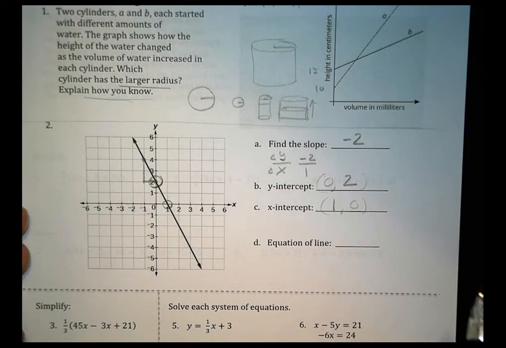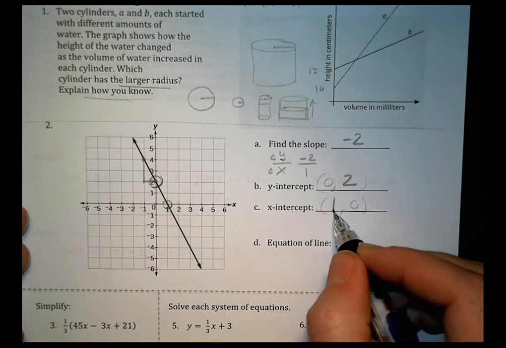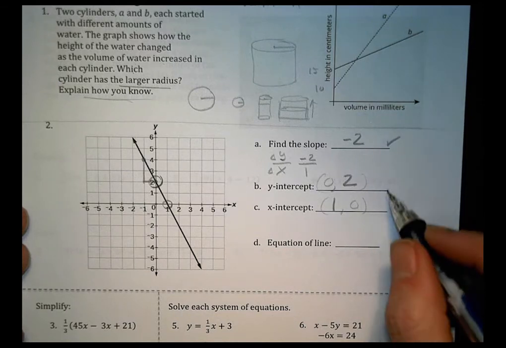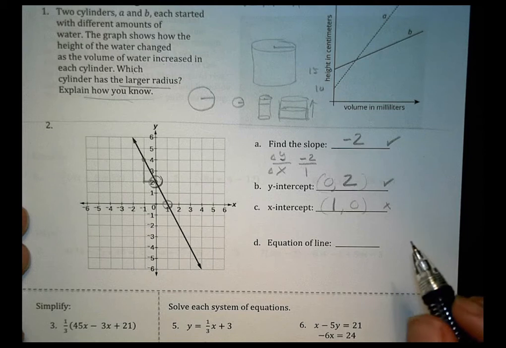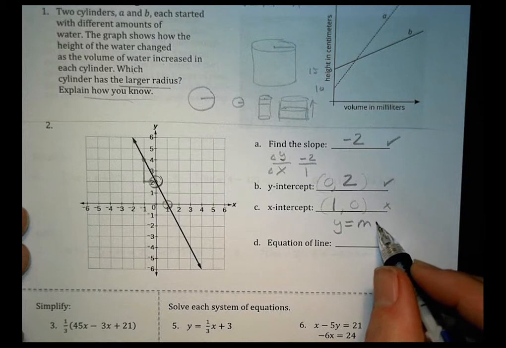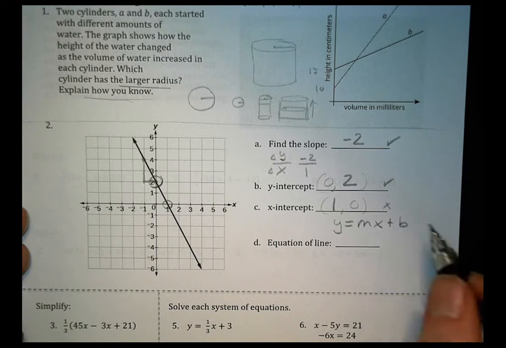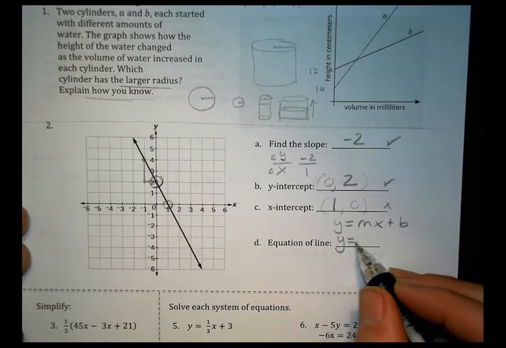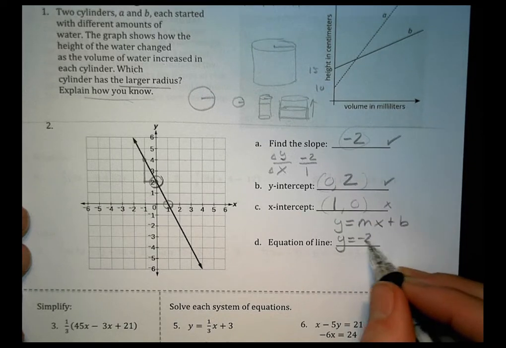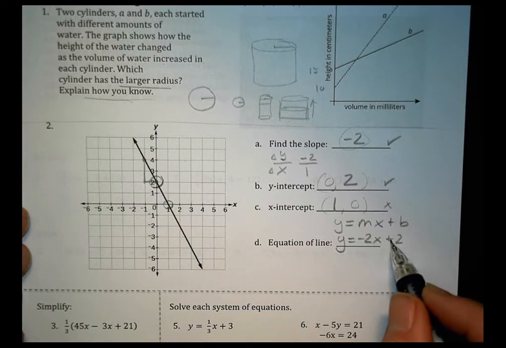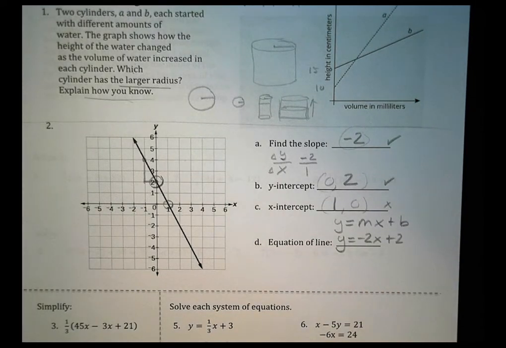And I'm writing a little darker or lighter on purpose just so we can highlight the important numbers here. And for an equation, what's important is going to be the slope and the y-intercept. This is not important for the equation. The equation of a line is found by doing y equals mx plus b, where m is the slope and b is the y-intercept. So we're going to plug these things in. Y is simply y. Our slope is here at -2. X stays x. And our y-intercept is +2. And that becomes the equation for our line in the graph.